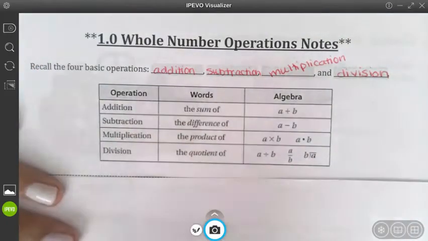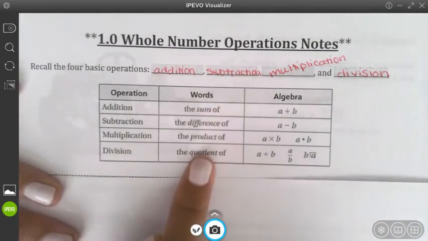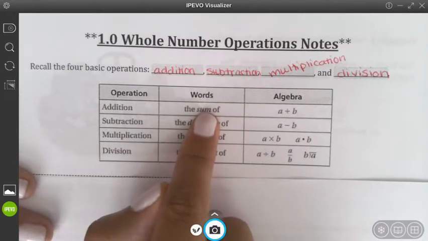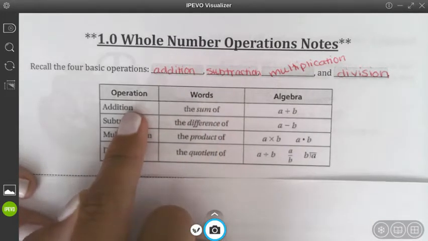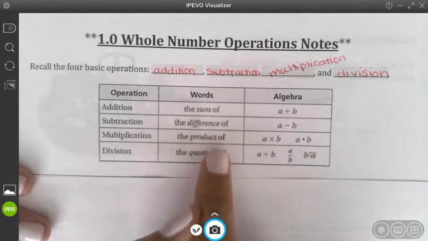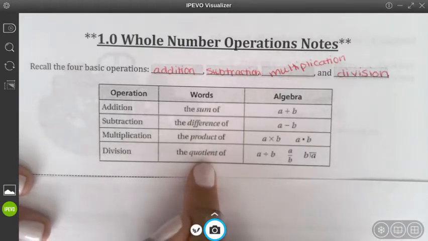Let's look at this chart here. So here's our four operations. Here's some words that you might hear referring to these operations. When I ask you for the sum, it means to add, the answer to an addition problem. The answer to a subtraction problem is the difference. The answer to a multiplication problem is the product. And the answer to a division problem is the quotient.